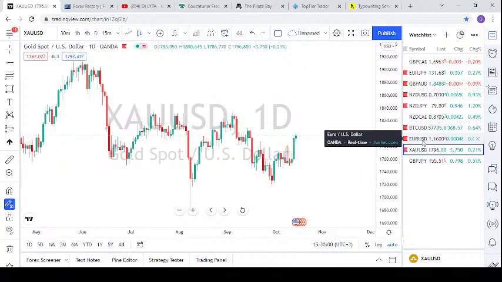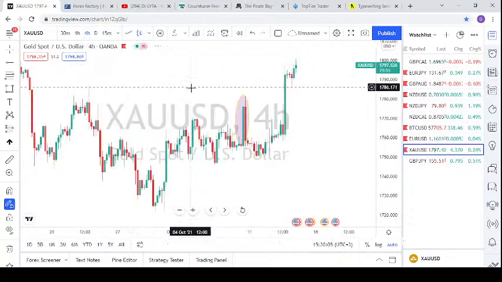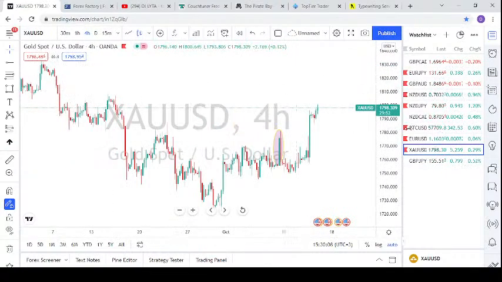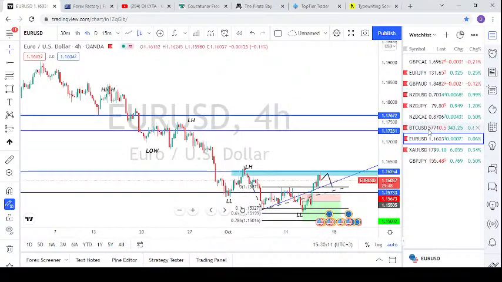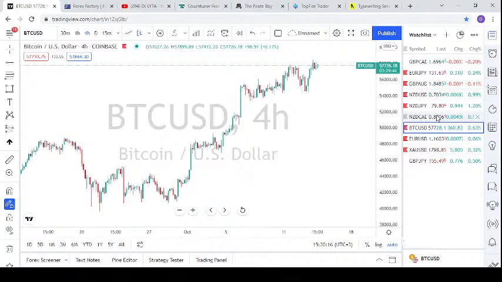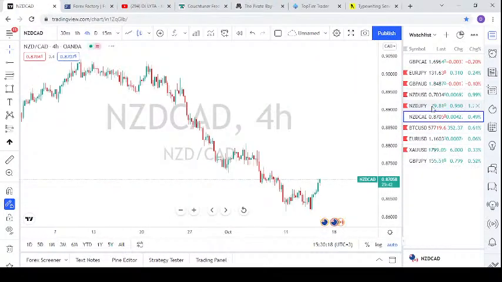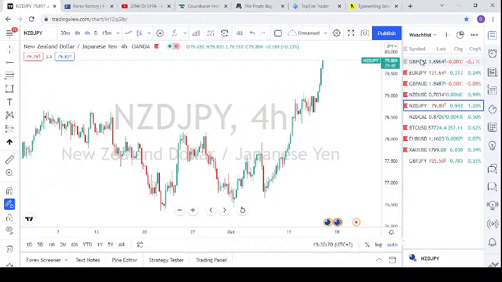Gold also looking very beautiful, the continuation towards the upside on the daily time frame. We're still seeing more bullish momentum on gold. Euro USD, I also presume the same, since it goes the same direction as gold. Okay, let's see.